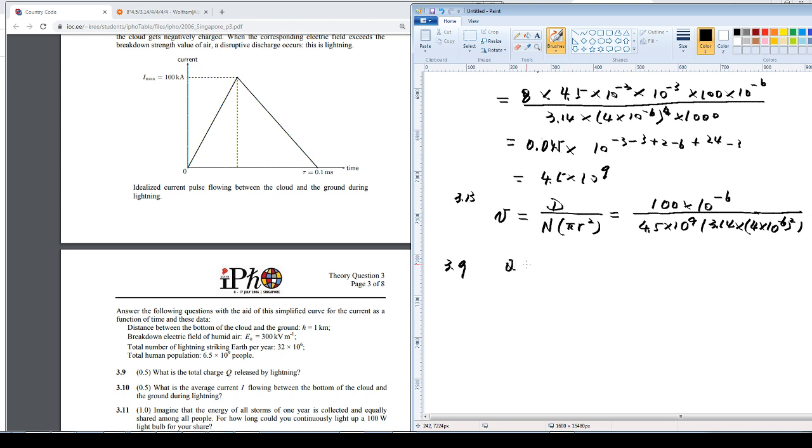So that charge is by definition the integral of the current, but in this case it's the area under the curve, which is 1/2 times 100 times 1000 times 0.1 times 10 to the negative 3. Excuse me. So that's roughly 5 coulomb.